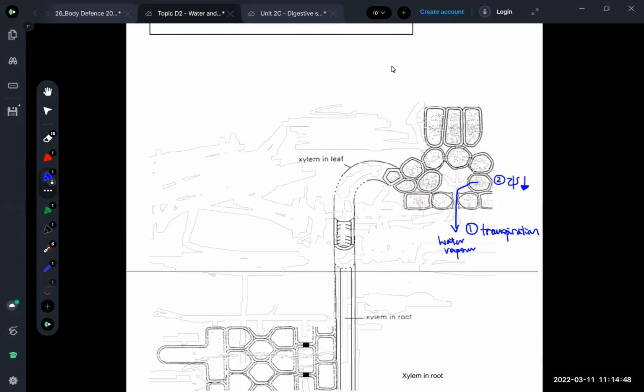So what happened next? So this happened. What does this arrow represent? This arrow represents osmosis. So meaning that water will move from the neighboring cell into this particular mesophyll cell. So what happened next?